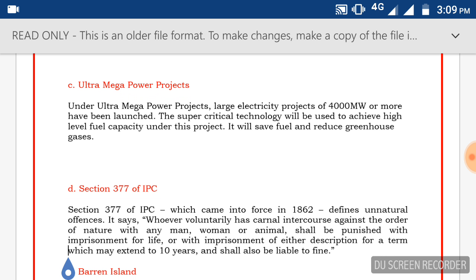What is Section 377 of the IPC? Section 377 of the IPC, which came into force in 1862, defines unnatural offences. It says whosoever voluntarily has carnal intercourse against the order of nature with any man, woman or animal shall be punished with imprisonment for life, or with imprisonment of either description for a term which may extend to 10 years, and shall also be liable to fine.